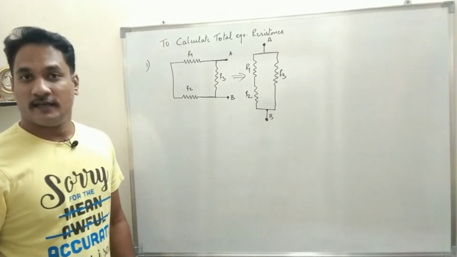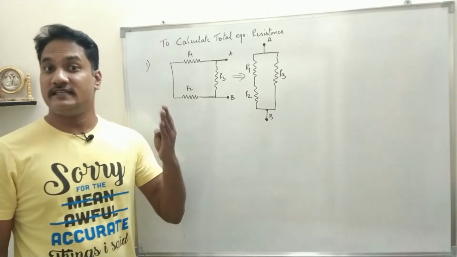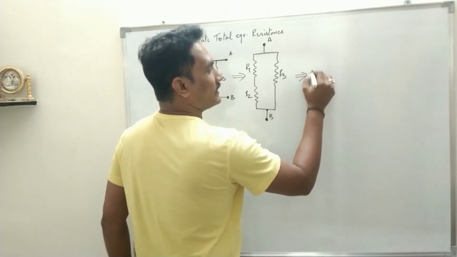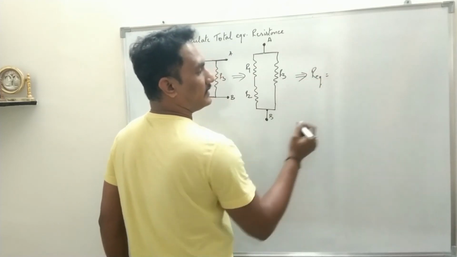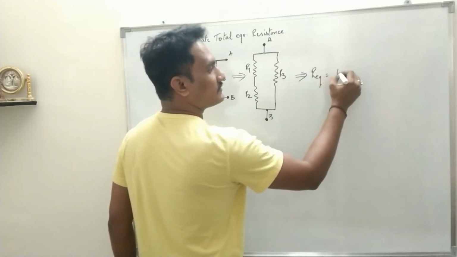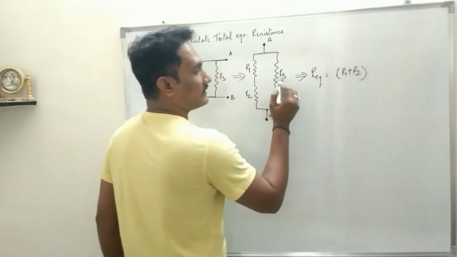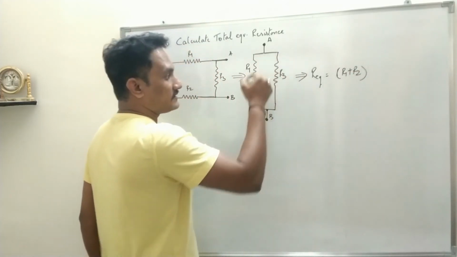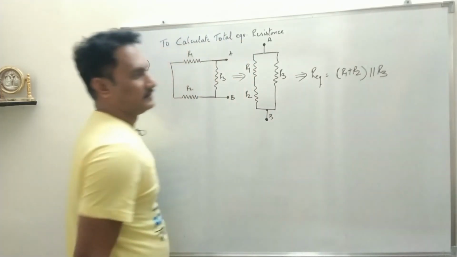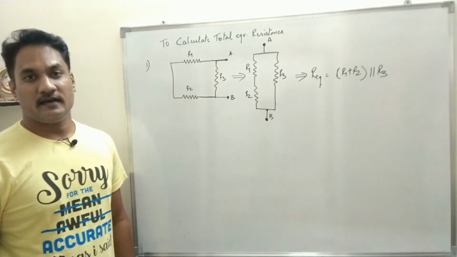So now when you see the circuit, it becomes very evident and very easy for you to identify that the total equivalent resistance R equivalent is equal to R1 and R2 connected in series. So we write R1 plus R2, and R3 is in parallel with this entire combination. So R equivalent is equal to R1 plus R2 parallel R3.